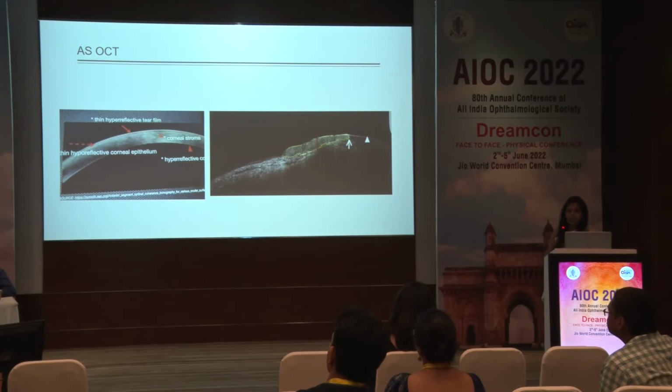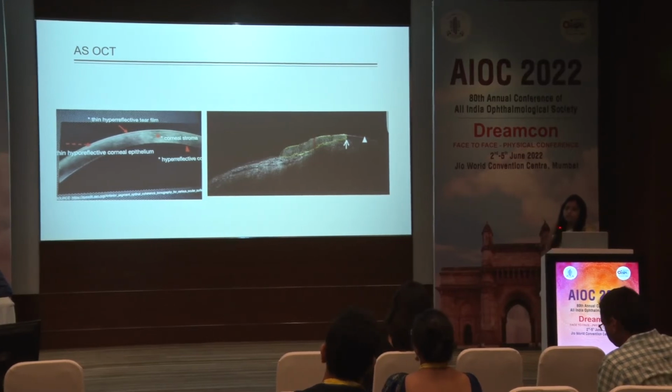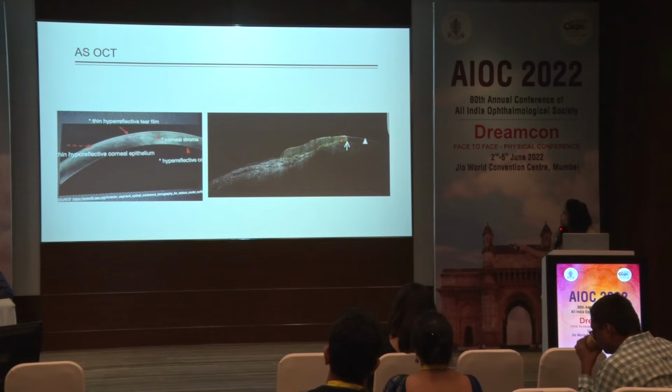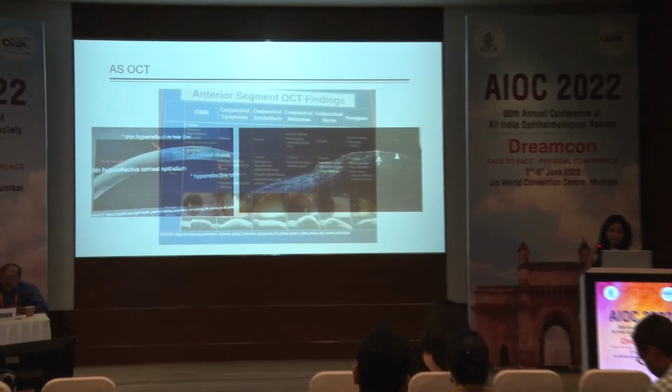Before you interpret an abnormal AS OCT, you should be knowing how a normal AS OCT will look like. And what you see here is a thin hyperreflective tear film, and then you have a hypodense hyporeflective area, which is the epithelium, and then the corneal stroma and the endothelium. So here, what you see is a normal epithelium, and then you have this sudden transition into a hyperreflective and thickened epithelium, which is very, very characteristic of ocular surface squamous neoplasia in anterior segment OCT.